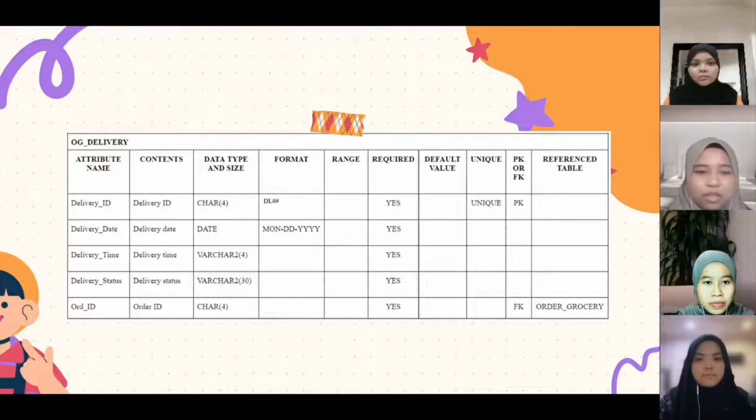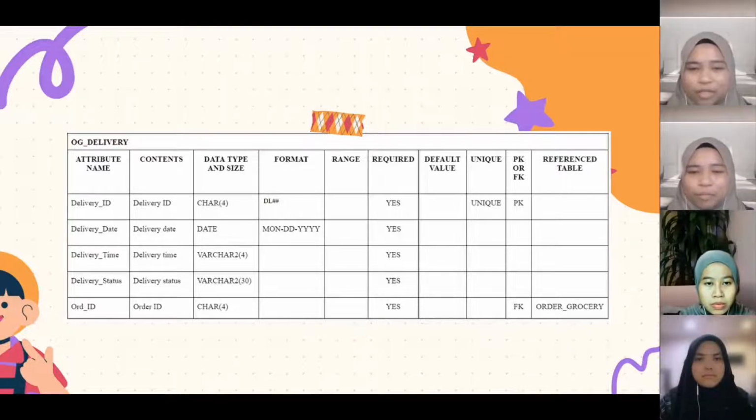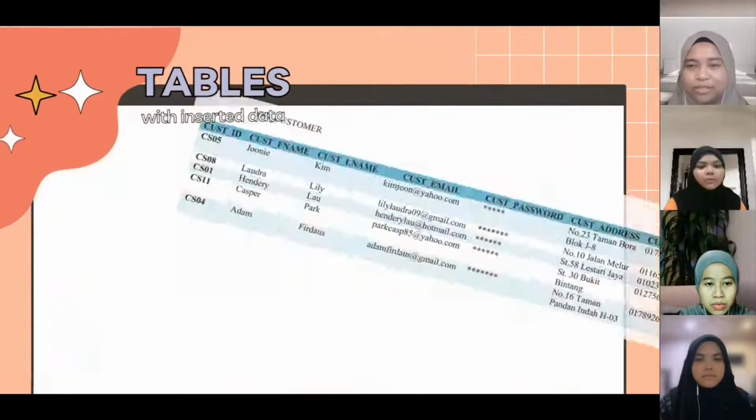And for the delivery, delivery ID will be the primary key, and the order ID is the foreign key that refers to the order grocery table. Okay, that's all from me. I'll pass the presentation to the next presenter.